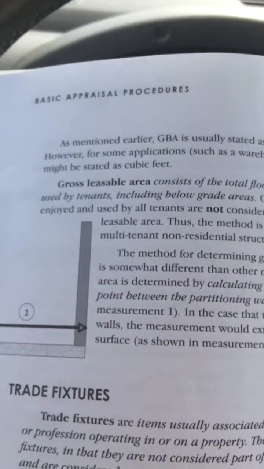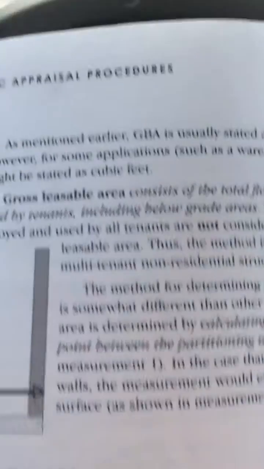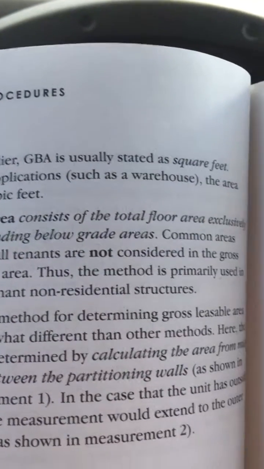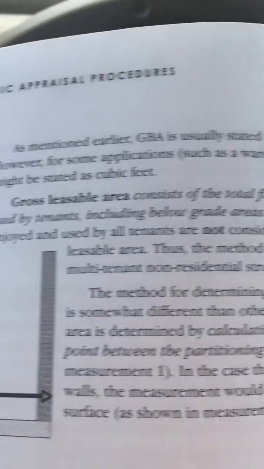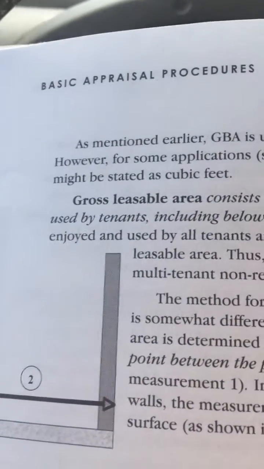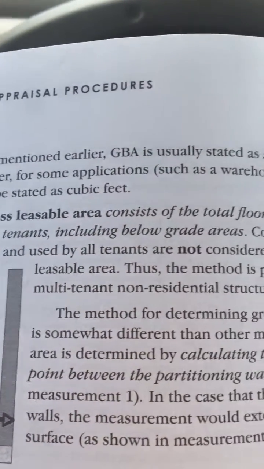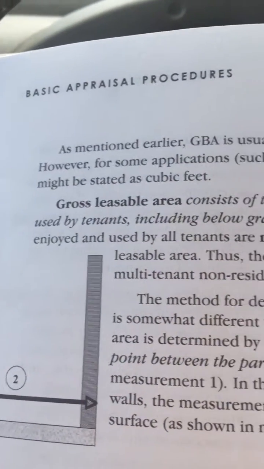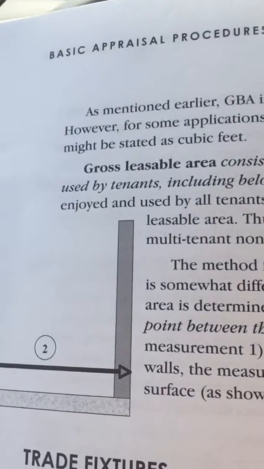Basic appraisal procedures, page 170. As mentioned earlier, GBA is usually stated as square feet. However, for some applications, such as a warehouse, the area might be stated as cubic feet.